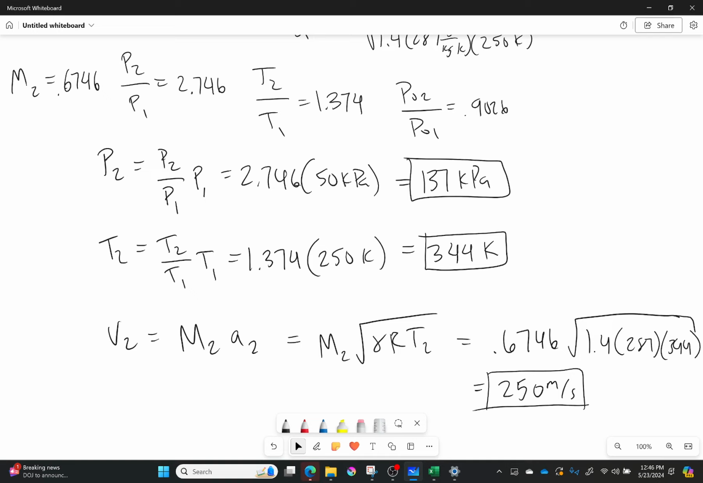Now let's figure out what P naught 2 is. And oh, I think I wrote down one of these values wrong. Let's make sure. Yeah, I didn't do it wrong, I just forgot to write down one of the ones I needed, which is P naught 2 over P1 is equal to 3.724. As for P naught 2, I need to know that. So let's figure it out.